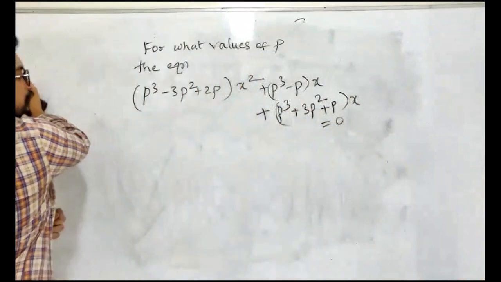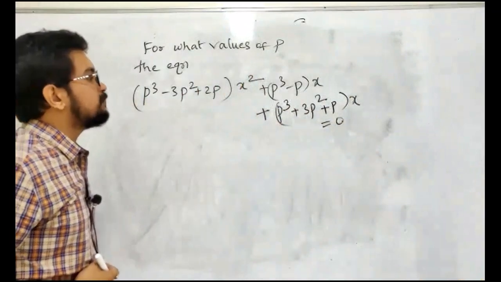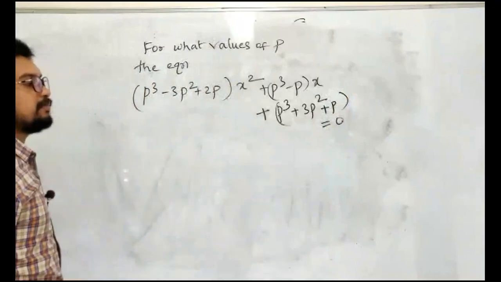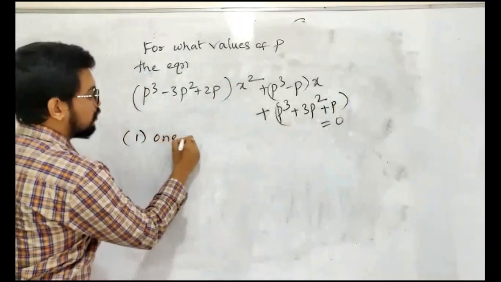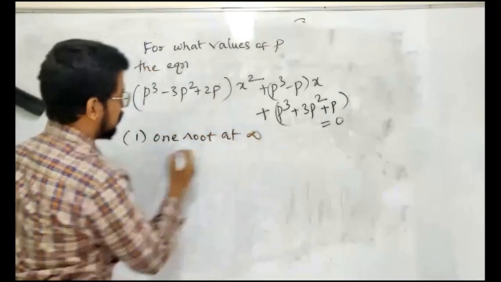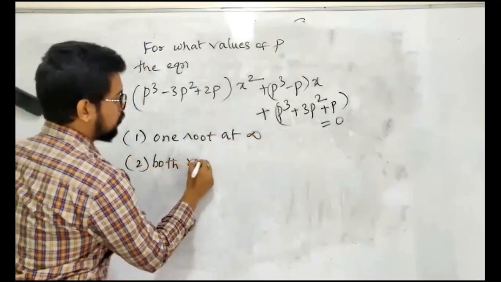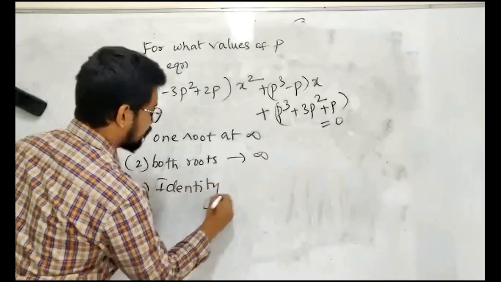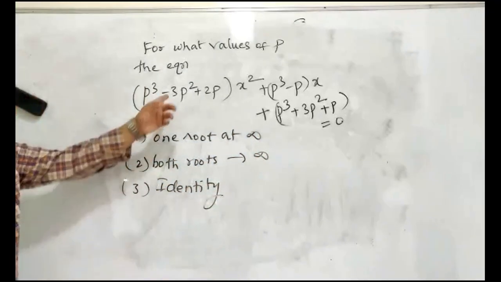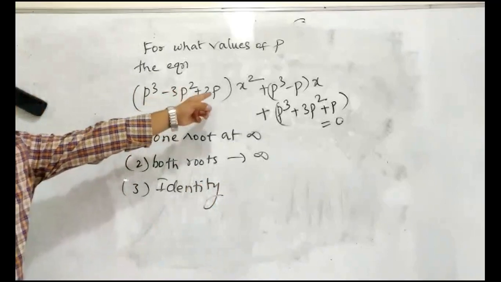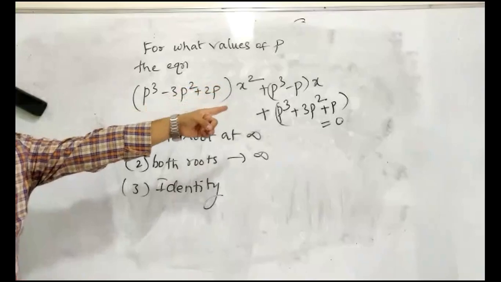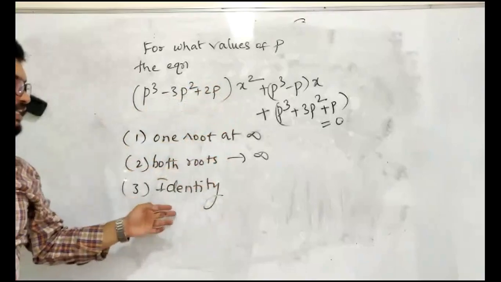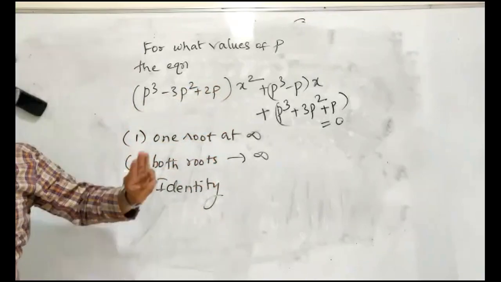For what values of p does the equation p cube minus 3p square plus 2p into x square plus p cube minus p into x plus p cube plus 3p square plus p is equal to 0 have one root at infinity, both roots tend to infinity, and is an identity. There are mainly three questions in this.